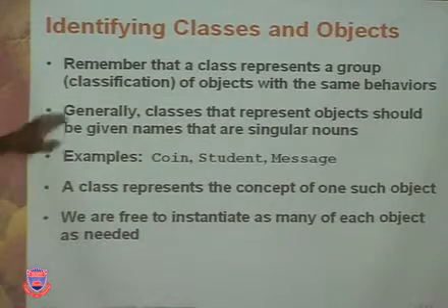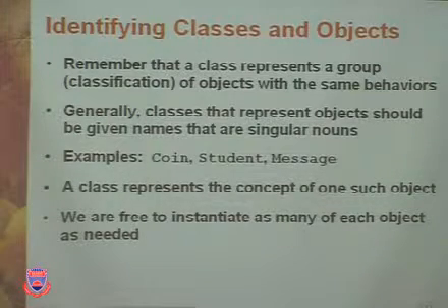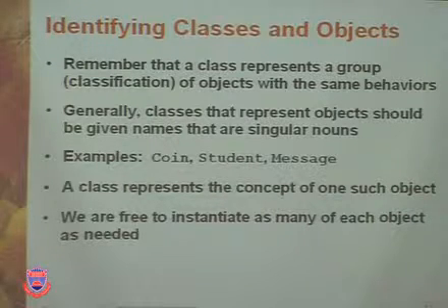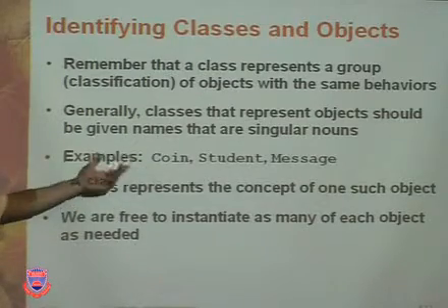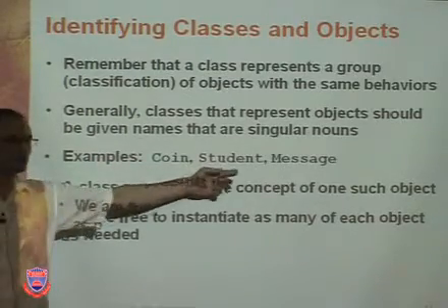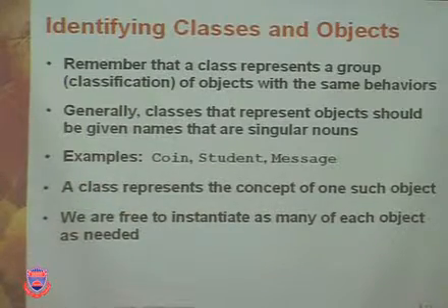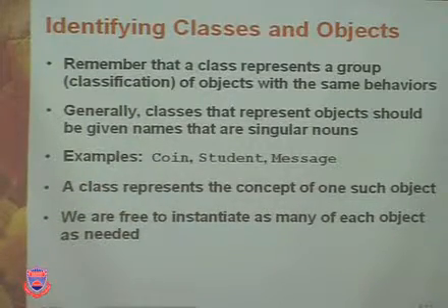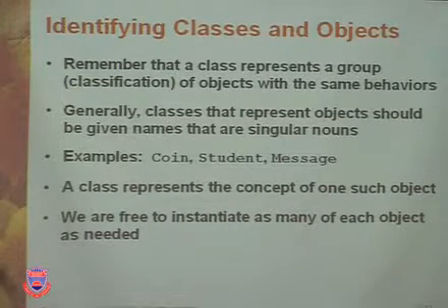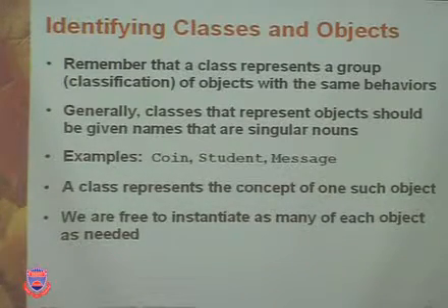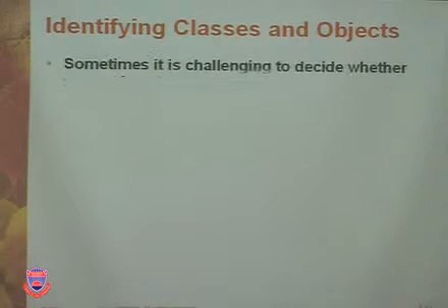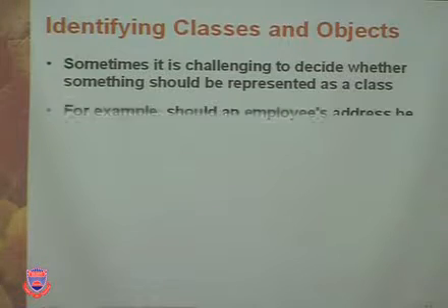So as we said earlier, a class represents a group of objects with the same behavior. So once we create a class, we think that there are going to be multiple items that are going to be needed for this specific type. And for those things, we will use singular names for our classes, such as coin, student, and message. So this is the way to represent or indicate these classes. And a class will represent the concept of one such identity, and we can instantiate as many objects as we like according to the requirements.